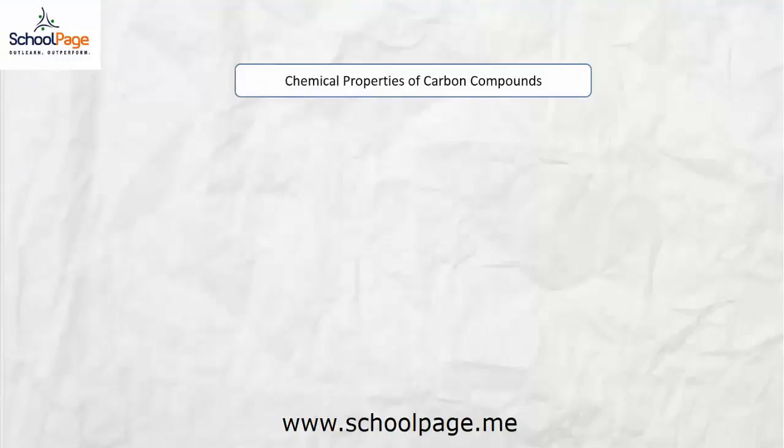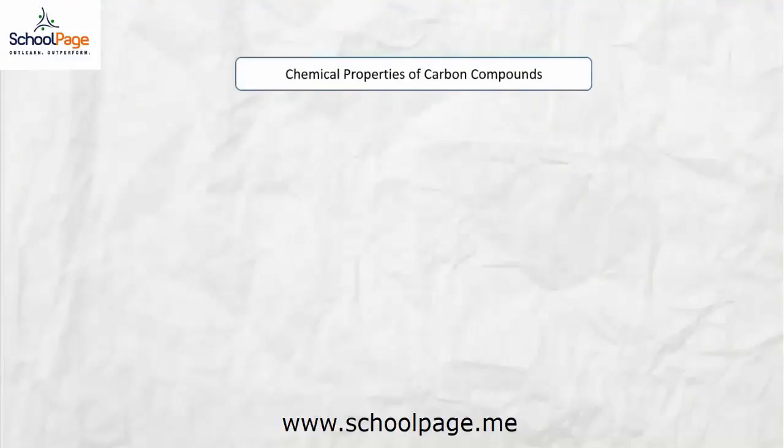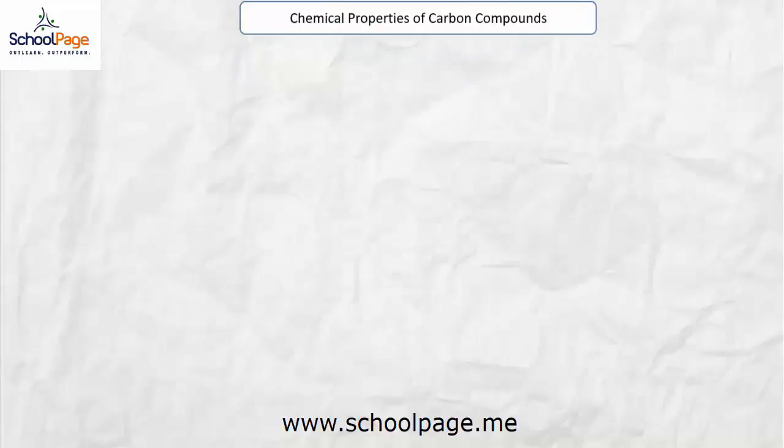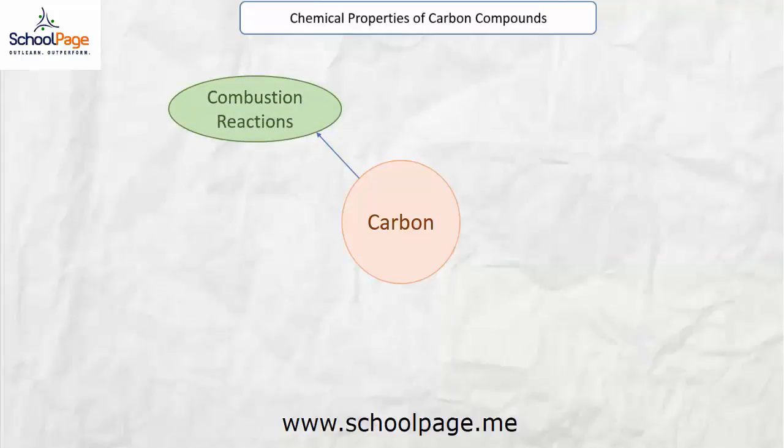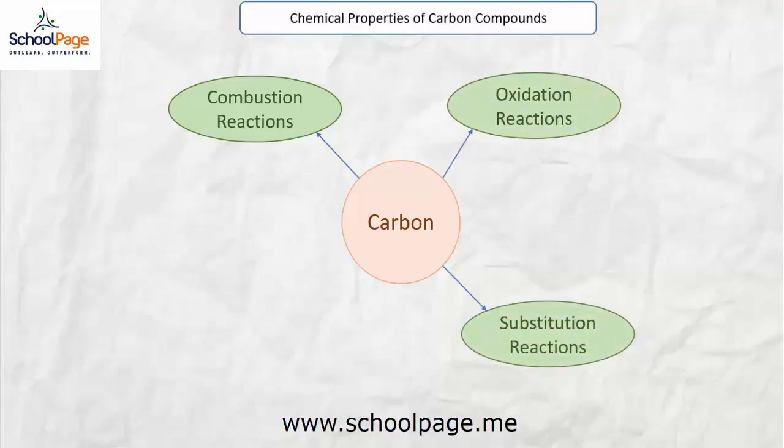Carbon undergoes a number of chemical reactions. In the 10th CBSE lesson, that is the carbon and its compounds, you're going to study the 4 important chemical properties or the chemical reactions of carbon and the compounds. The first is the combustion reaction, then it's the oxidation reaction, substitution reactions, and addition reactions. So these are the 4 major chemical reactions of carbon you're going to study in this particular lesson.